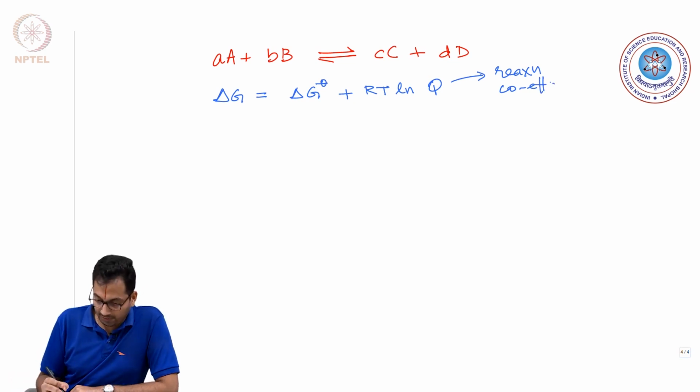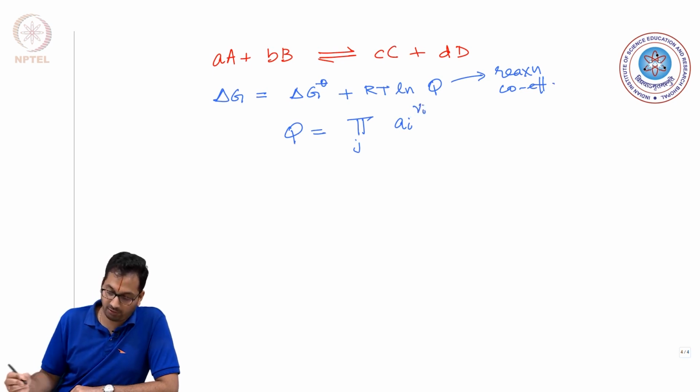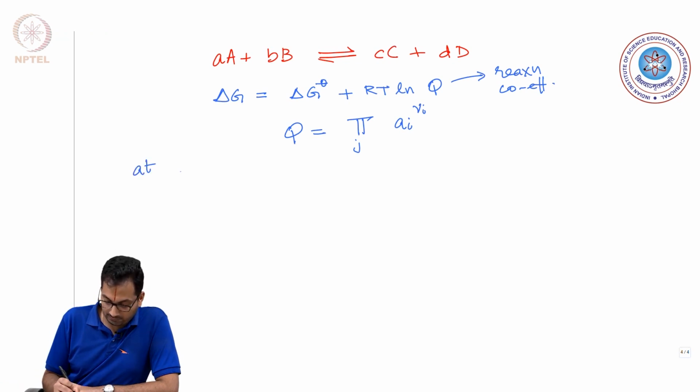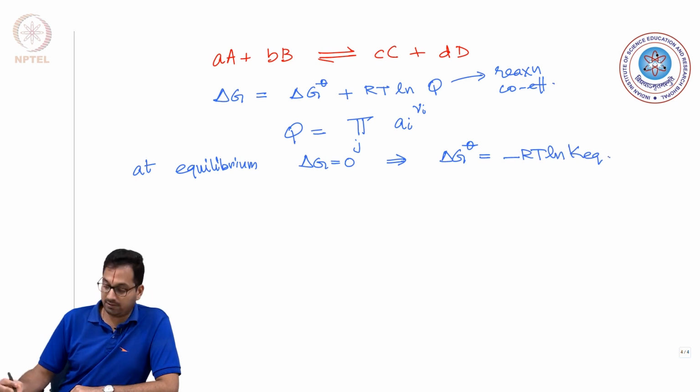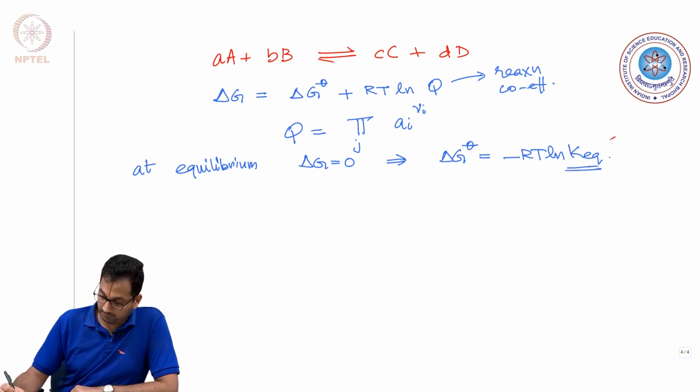The reaction quotient is nothing but the product of the activities of all of the reacting chemicals raised to the power of their stoichiometry. When equilibrium is established, delta G goes to 0. This implies delta G naught will be equal to minus RT ln of K equilibrium, where this K equilibrium is your equilibrium constant.